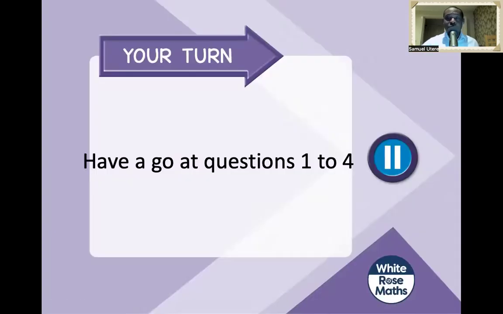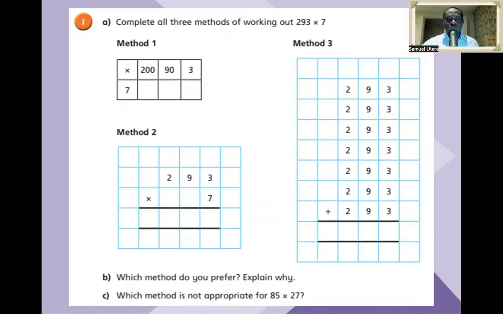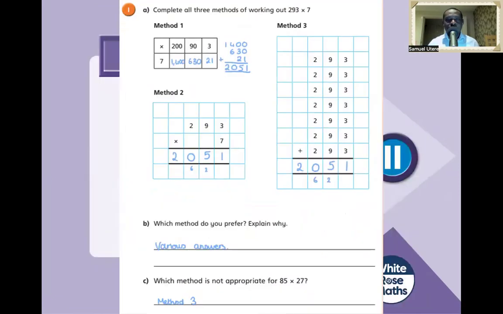Okay, pause the video, choose the method that you're comfortable with, and answer this question. Pause the video and answer question 1. All right, assuming you've paused the video and you've answered question 1, here are the answers. So mark your work, choose the method you prefer, and work with it.